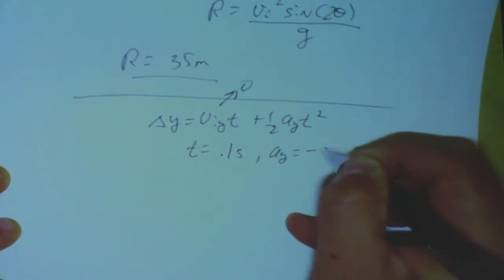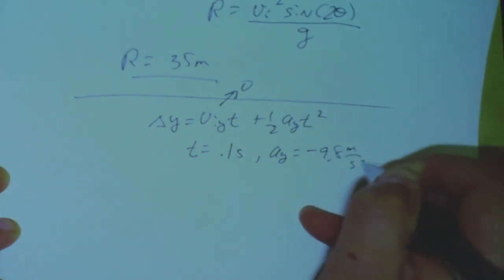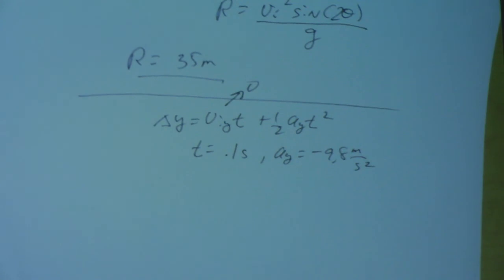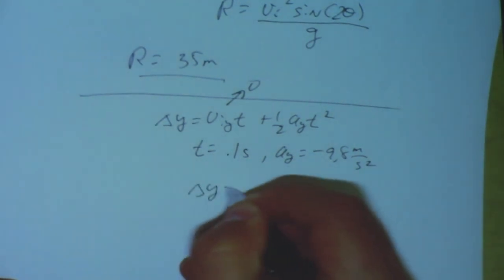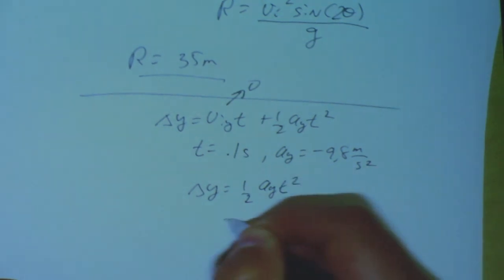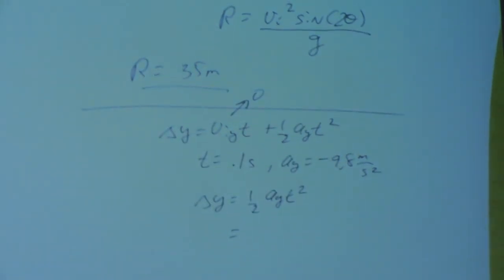And then don't forget, this is negative 9.8. That's the free fall acceleration due to gravity. So when you put those numbers into this equation, this is the part that's left, you get something like 0.049 meters, which is 4.9 centimeters.